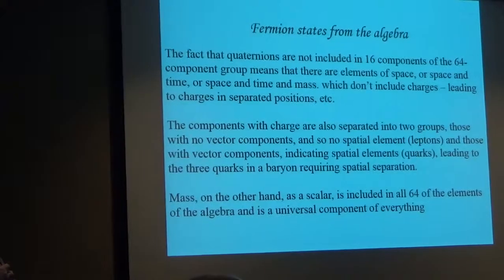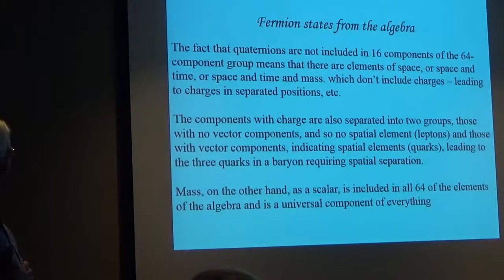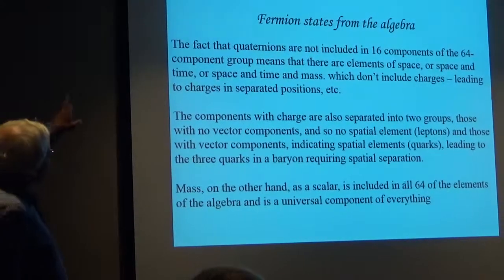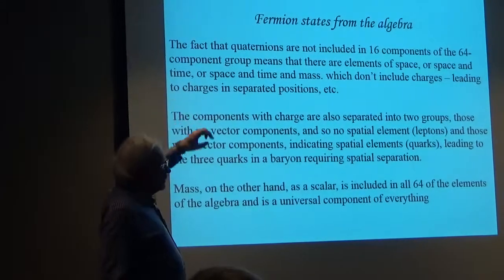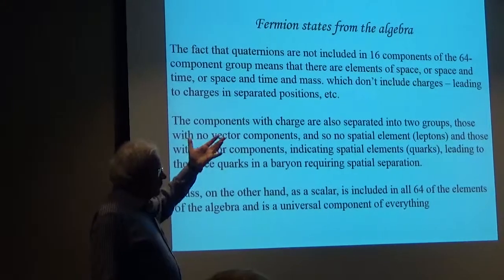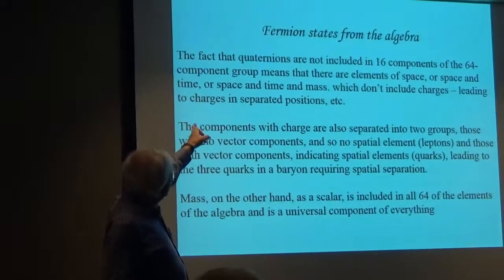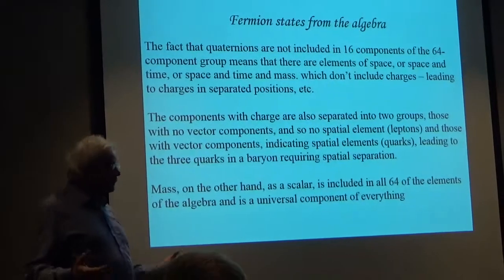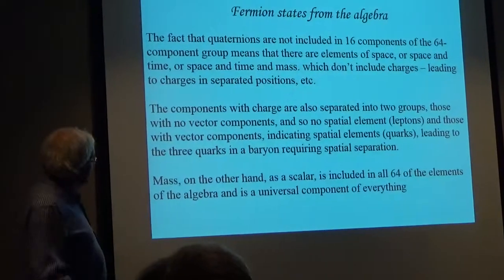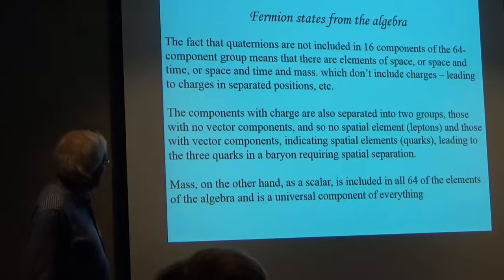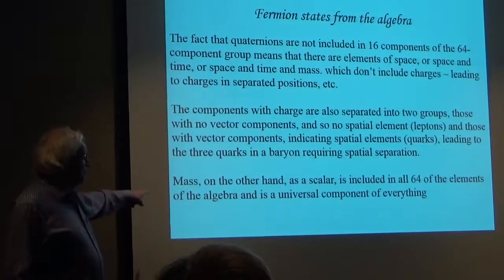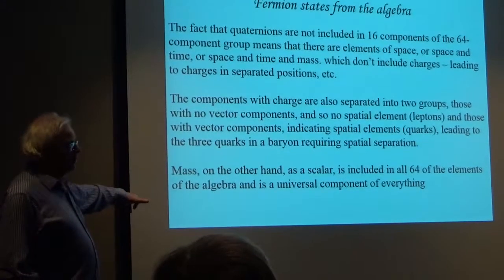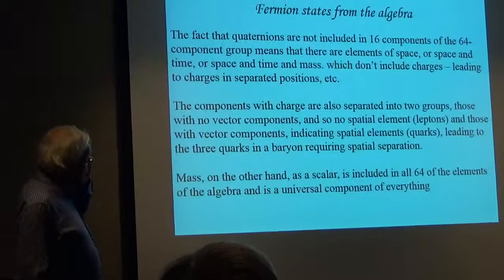It's interesting that quaternions, look at this. This isn't right, this is not quaternions. Oh yes, that's correct what I've said. There's 16 components with no quaternion, therefore no charge. And so there are elements of space or time and mass which don't involve charges. And we know that charges are not present everywhere, whereas mass is. Mass is a scalar, it's included in all 64 of the elements and it's everywhere. It's a component of everything in one form or another.